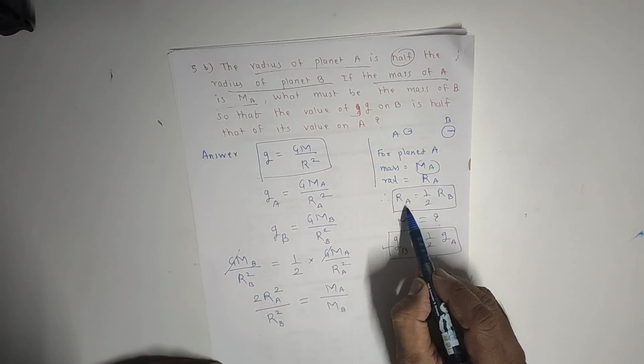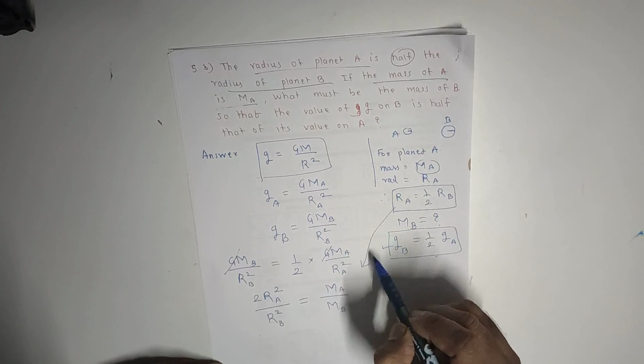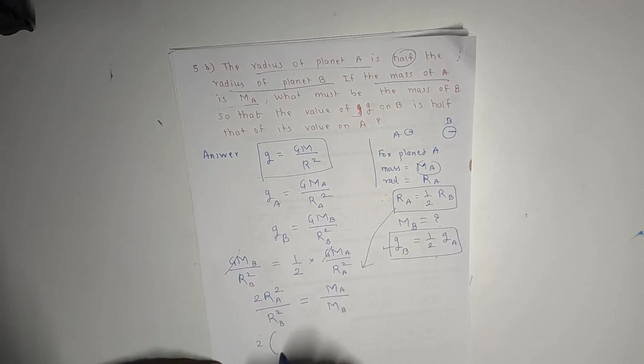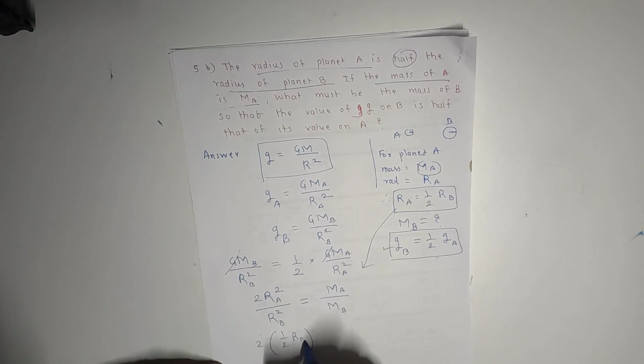Now we reuse this expression. RA is nothing but half RB. Therefore RA square means half RB square, and RB square as it is.